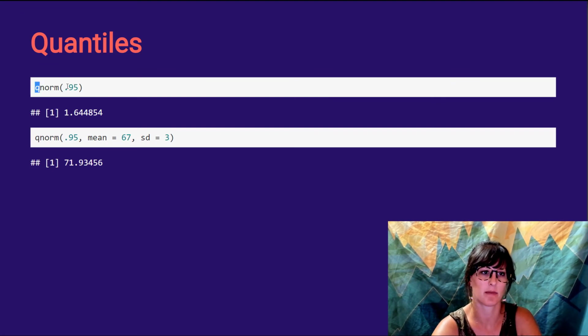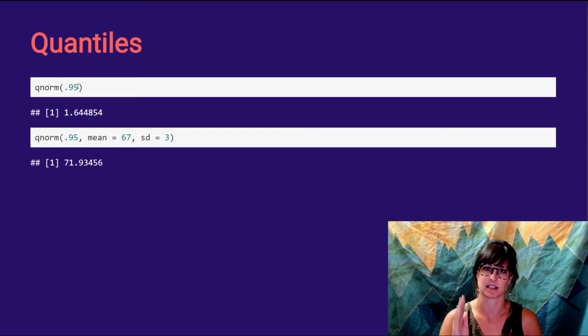So qnorm of 0.95. That says what value of a normal distribution you have a 95% chance of getting that value or less. And that turns out to be 1.64. You only have a 5% chance of getting something bigger than 1.64 if you sample from a standard normal.